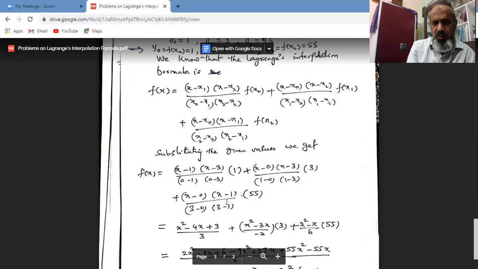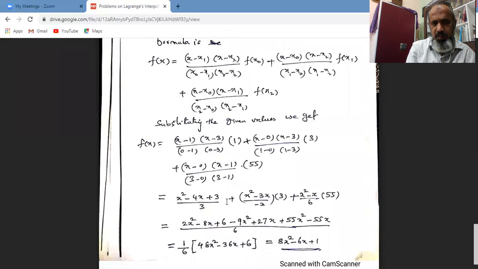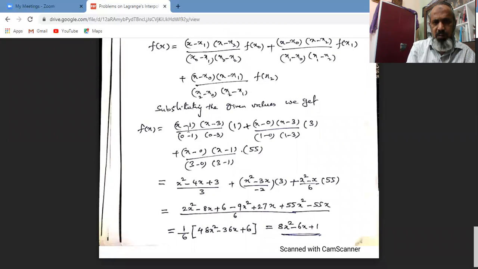Now, the next step is we have to simplify the terms. In the first term, this is (x minus 1)(x minus 3). In the denominator, this is minus 1 into minus 3, which is 3. So multiplying these two factors, (x minus 1)(x minus 3) gives x square minus 4x plus 3, divided by 3. Similarly, we have to simplify the second and third terms. The second term will become x square minus 3x by minus 2 into 3, and the third term will become x square minus x by 6 into 55.